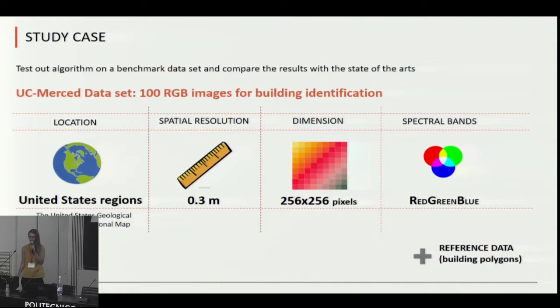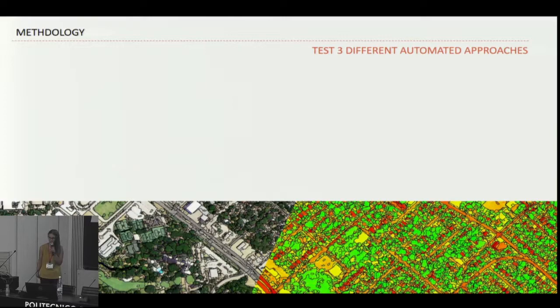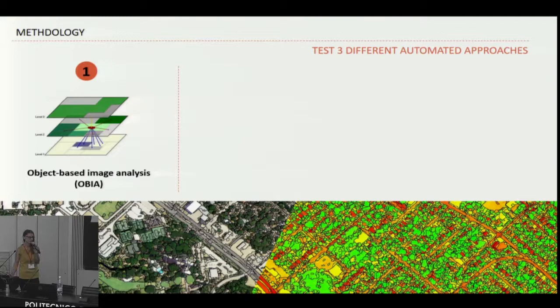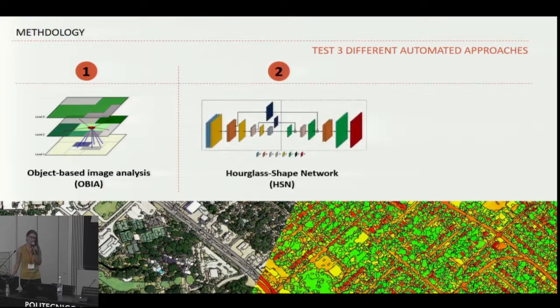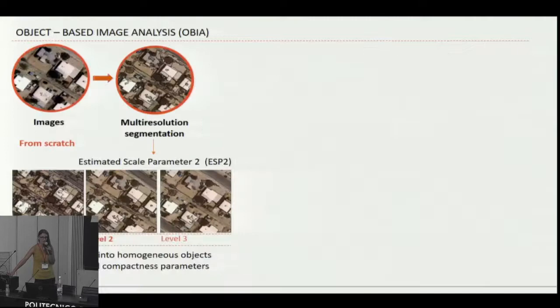To test how well an automated algorithm can work, we used three different approaches. OBIA, an approach that works without training samples, a deep learning approach, and the last one, where we combined them. So this is the first one, with OBIA. We applied it to the whole data set, 100 images, without training samples.